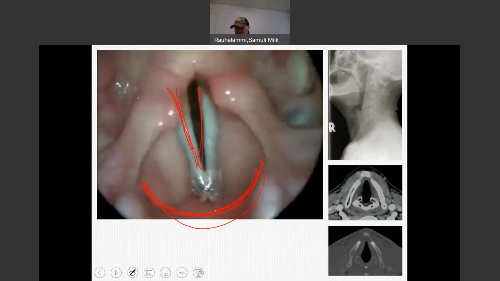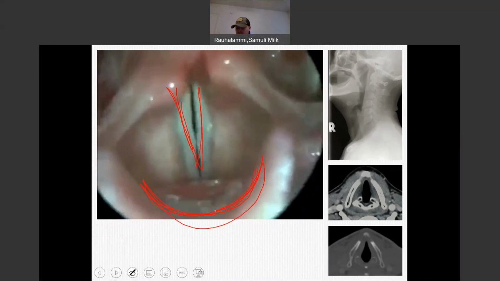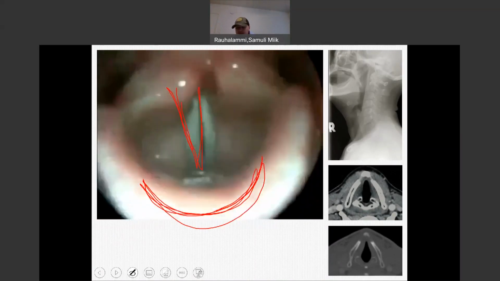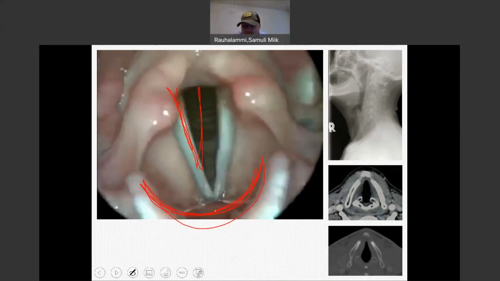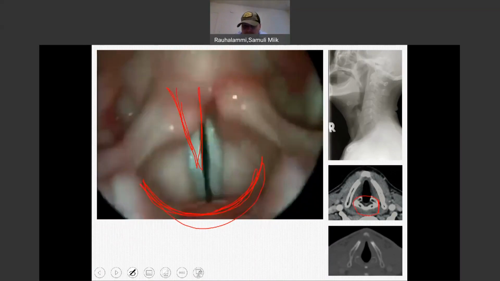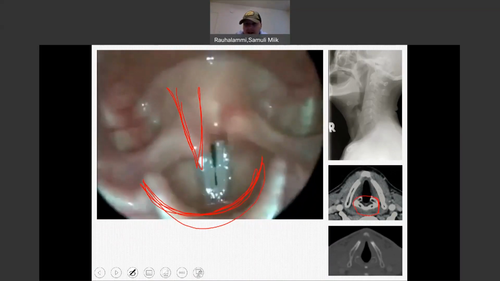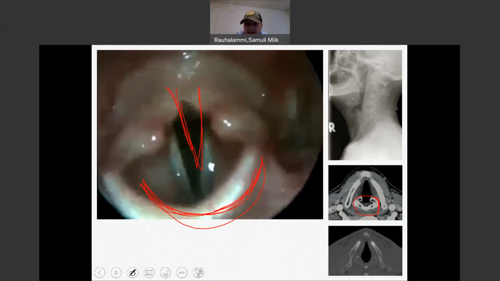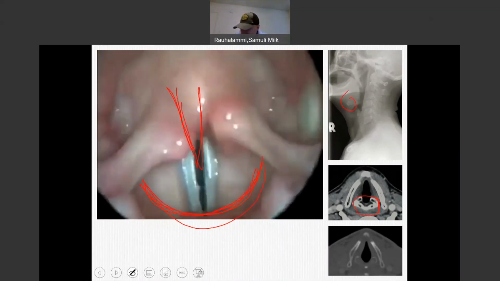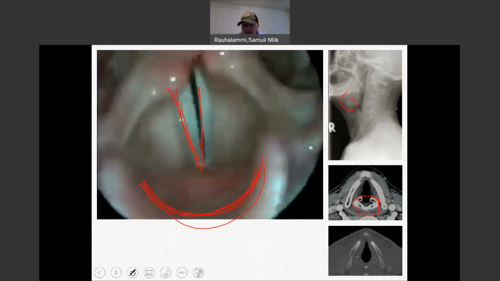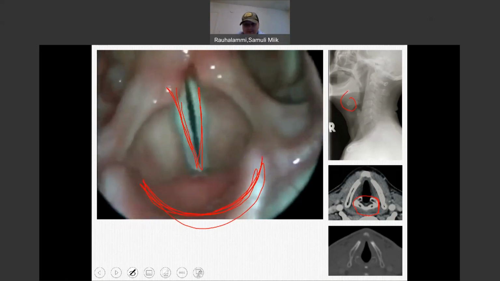I also have shown some X-ray and some CT images of the larynx, showing also our arytenoids, our cricoid cartilage, and so on quite nicely here. So I think there's a lot to be seen there.